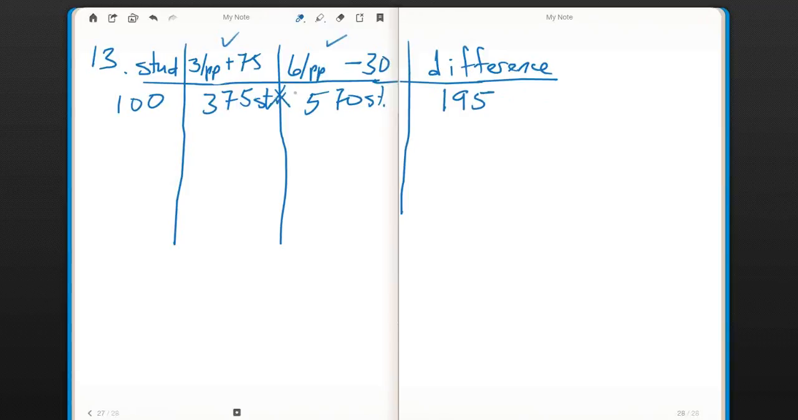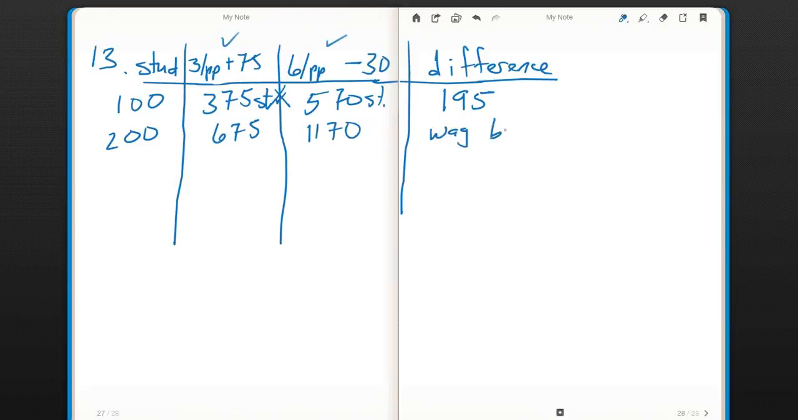So again, my assumption in the beginning was that I had more than 75 students. So what happens if I go to 200 students? Well, 3 stickers apiece is 600, and that would put me at 675, but this would put me at 1,200 minus 30 is 1,170. This is way bigger.